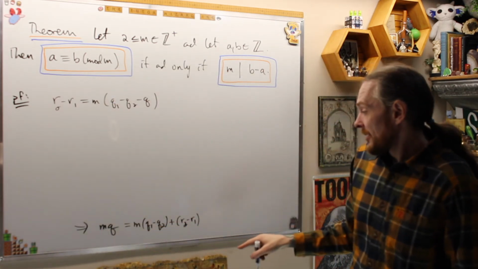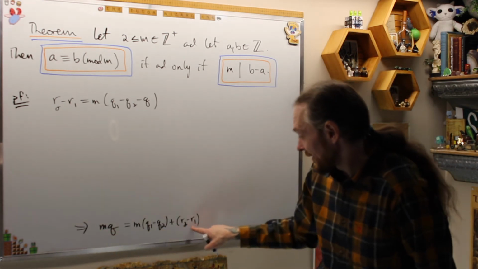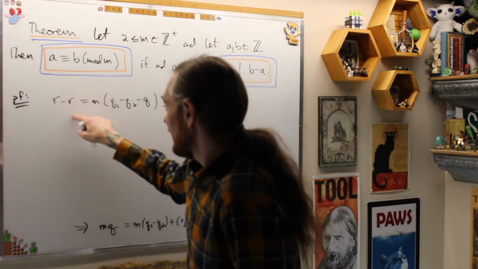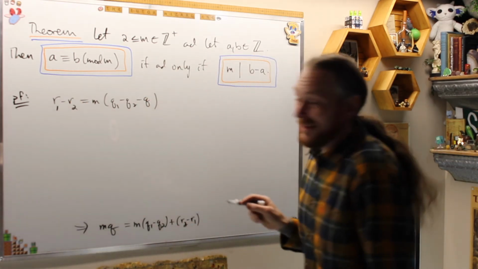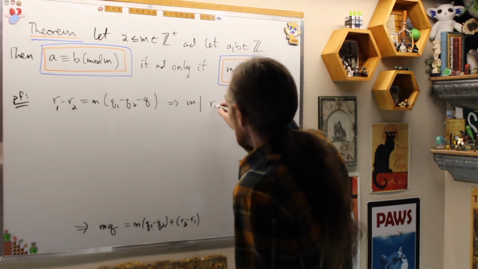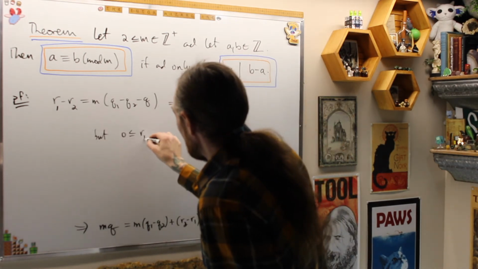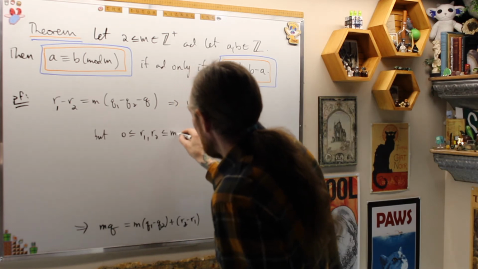So I bring this one to the other side and then this one to the other side, so it should be r1 minus r2. Sorry, not that it matters, but there we go. What does that say? This says that m divides r1 minus r2, but 0 is less than or equal to r1, r2 is less than or equal to m minus 1.